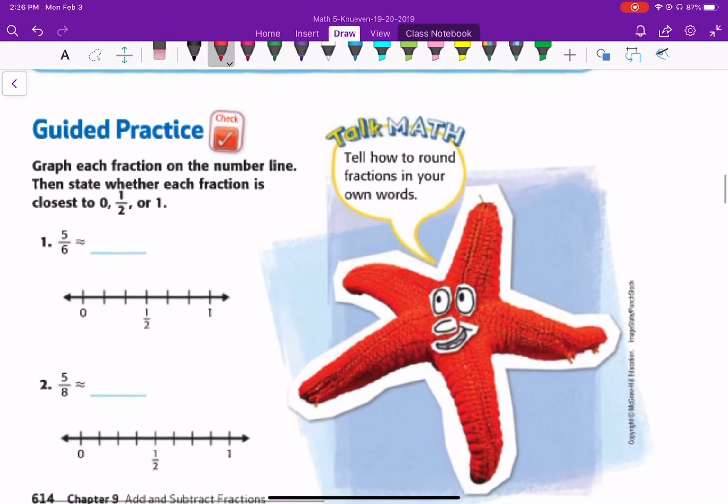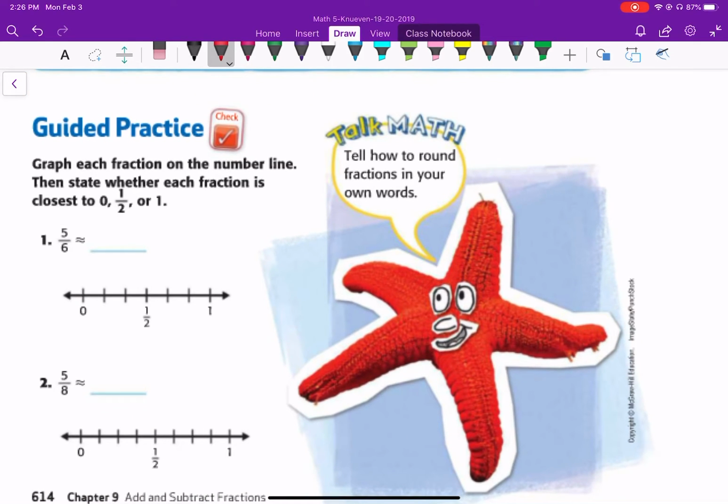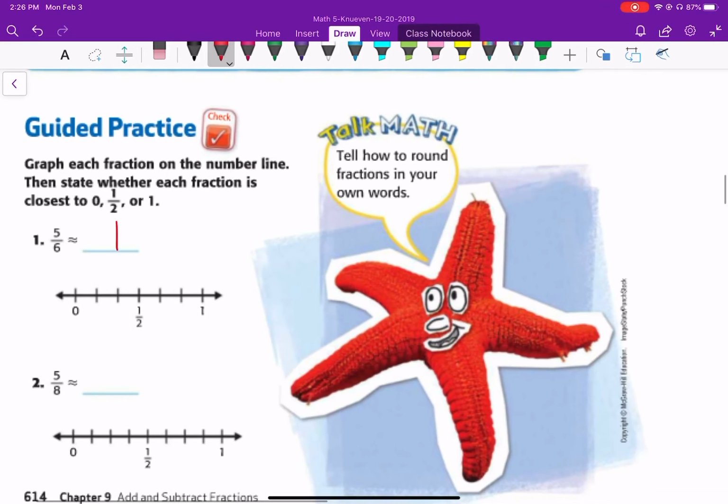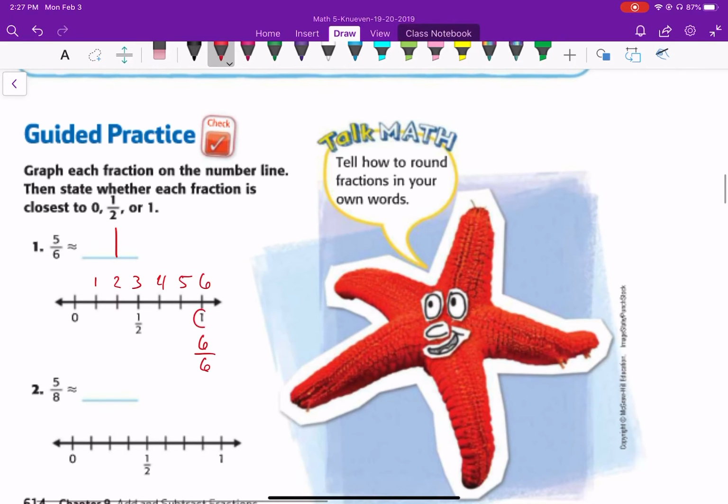Let's try another here. So 5/6. Well, 5/6 is 1 away from being a whole, so I would round that to 1. If I looked at it on a graph, I've got 1, 2, 3, 4, 5, 6, because if I had 6/6, that would be equal to a whole. Well, I've got 5/6, so that'd be right here, which is a whole lot closer to being a whole than it being half, and definitely not going to take it all the way down to 0.